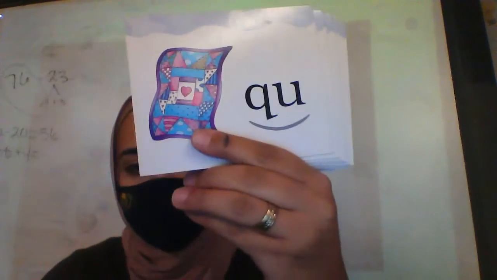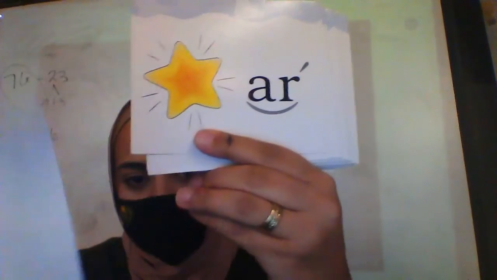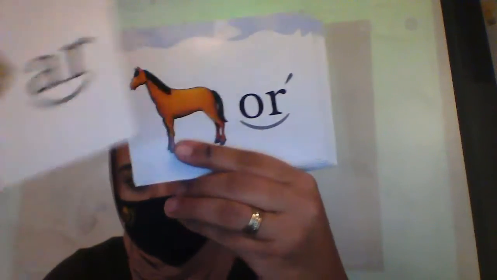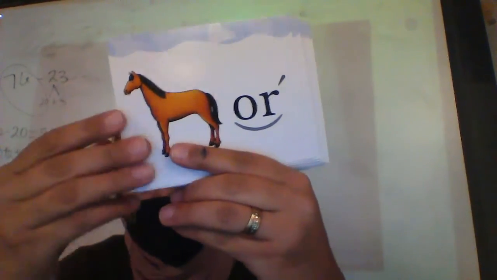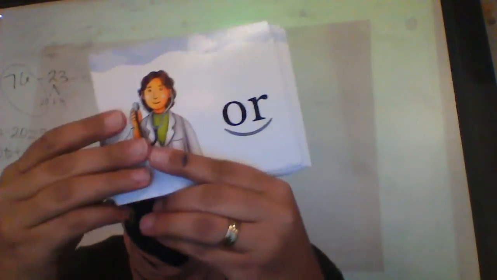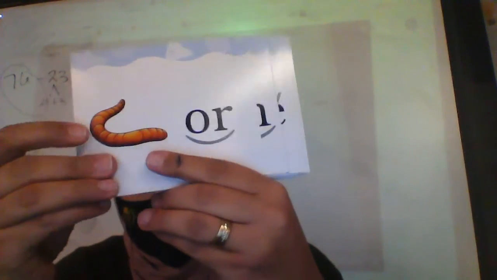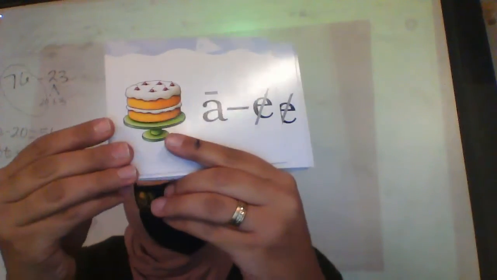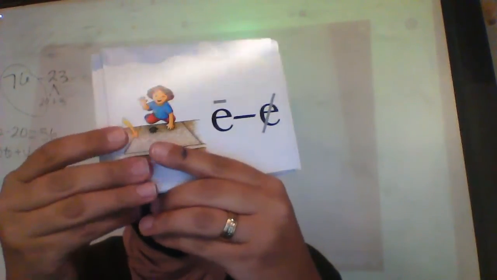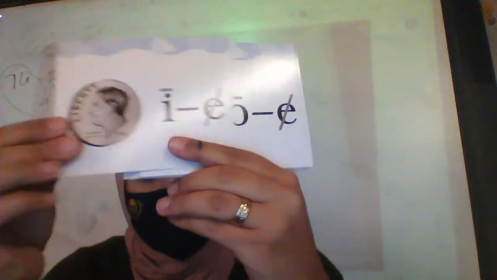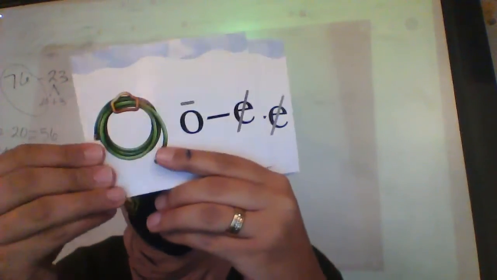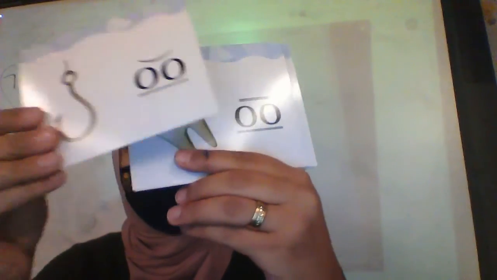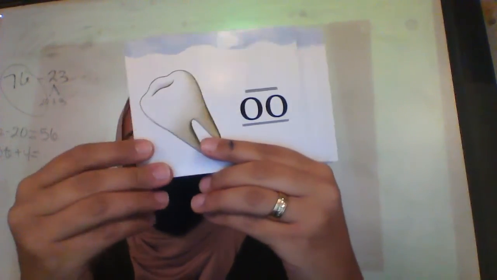Turtle. Quilt. Quill. Star. Dollar. Horse. Doctor. Worm. Whale. Cake, A. Concrete, E. Dime, I. Hose, O. Cube, U. Hook. Tooth.